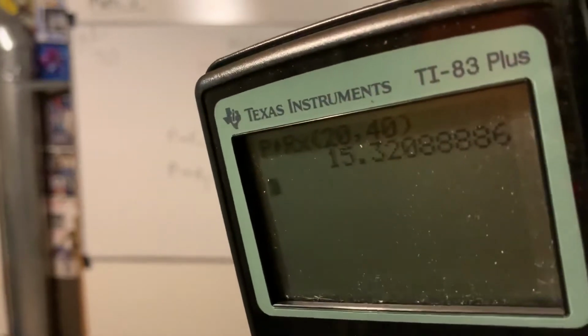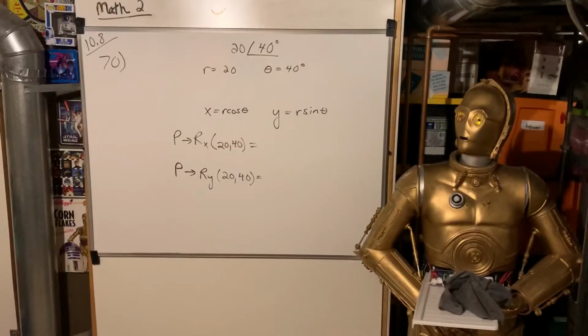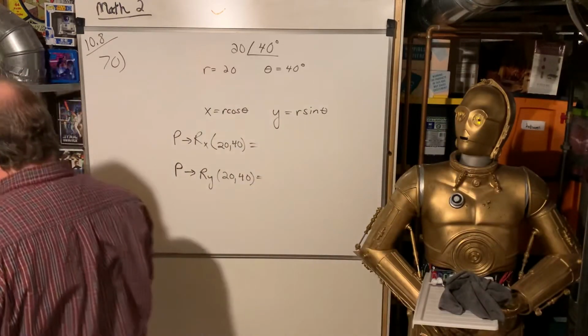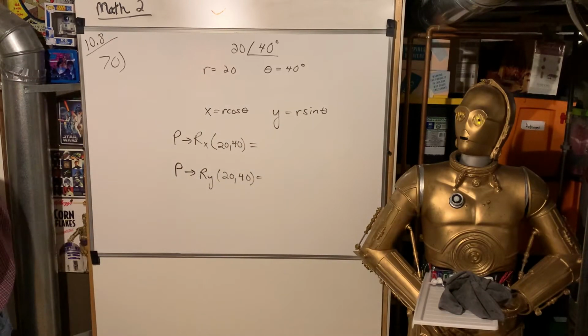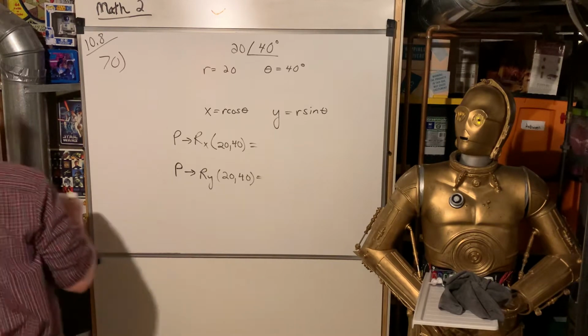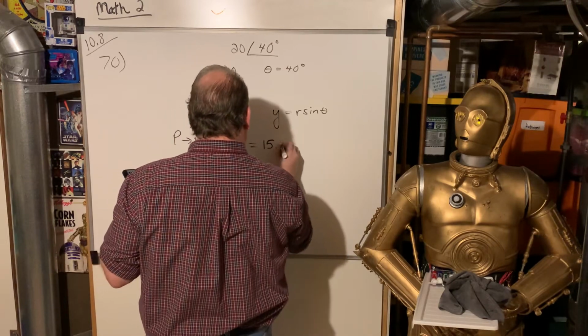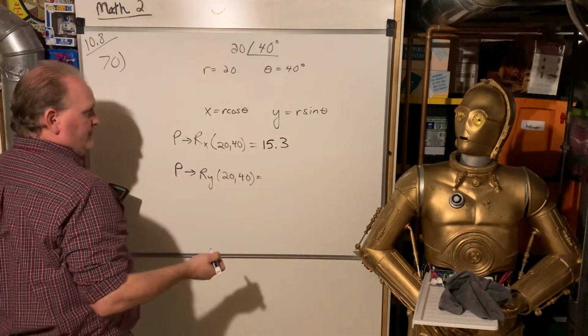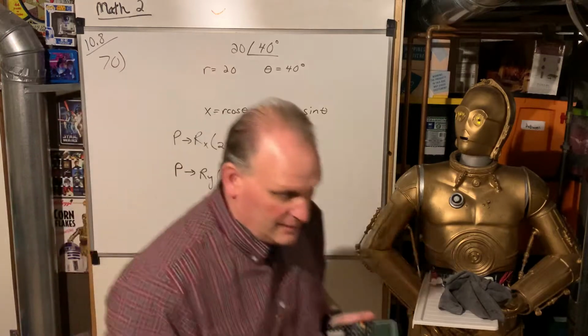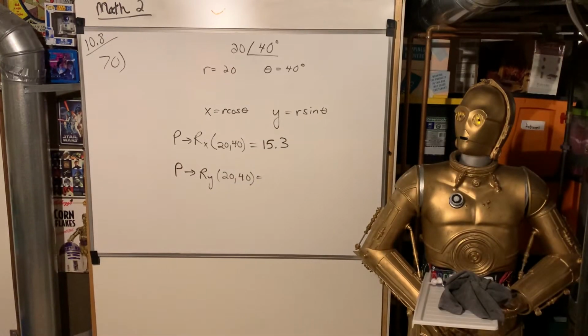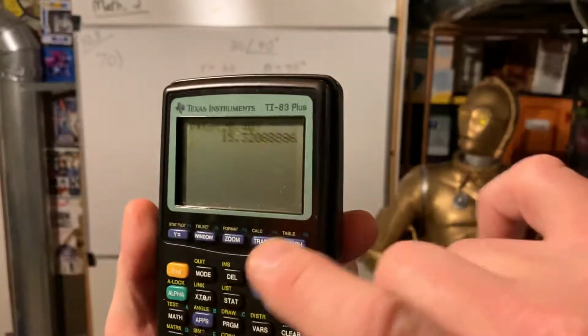Again, I've had some students go, oh, that's more screwing around than it's worth. I'll just do r cosine theta, and that's fine. I'm not going to mark it wrong because you did use the cosine. You're finding the same thing. I'm just doing it in a slightly different way. So 15.3.